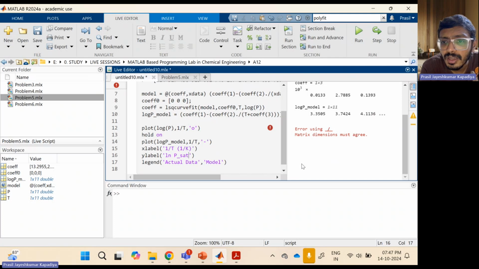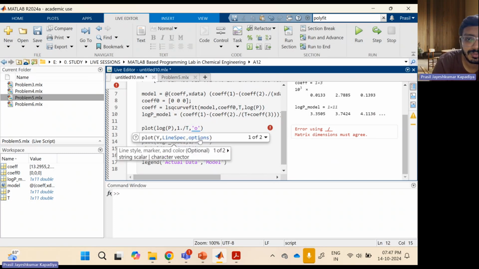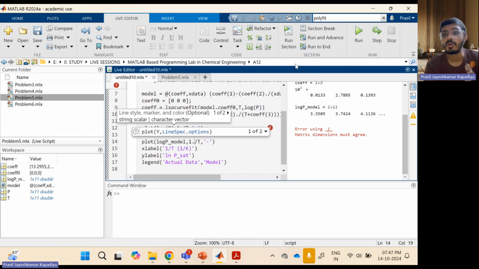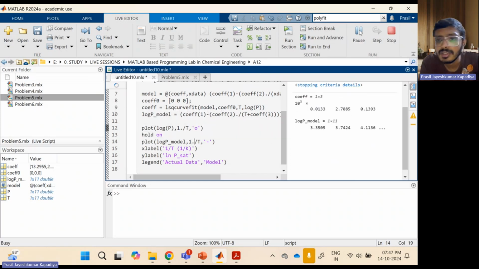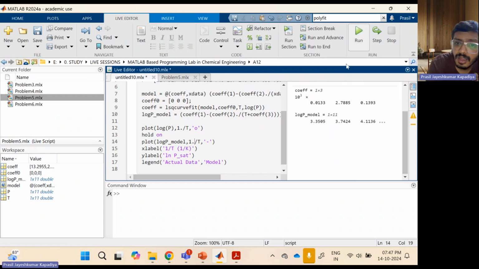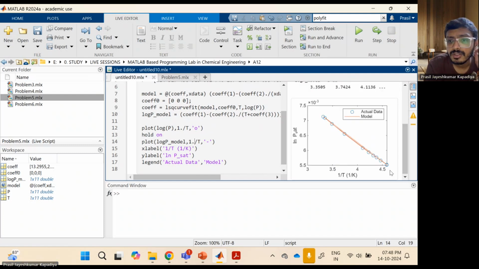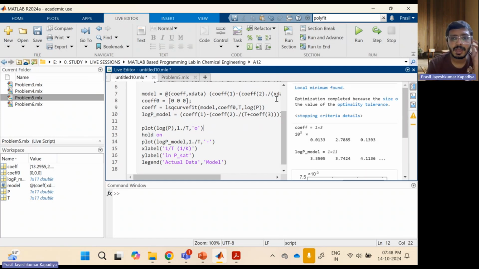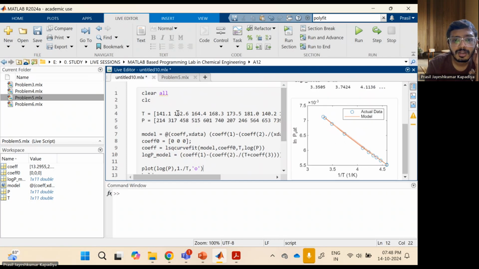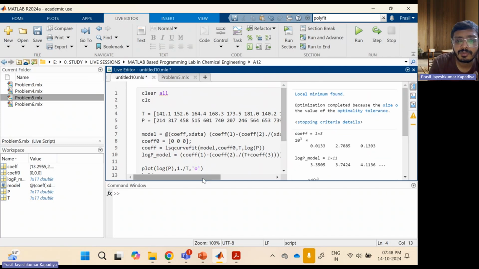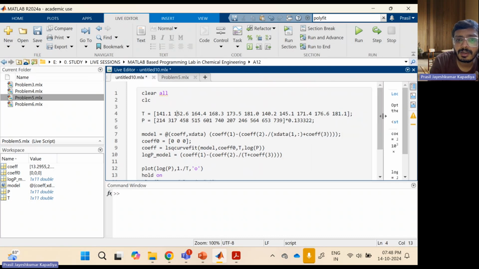Okay, where did I make the mistake? Okay, here 1 by T, so it is 1 dot because it's a matrix. Okay, so see here we will have coefficients. So see, it is well fitting. The only issue is we have not kept everything in order. Wait, let me do it. So it will actually be better.